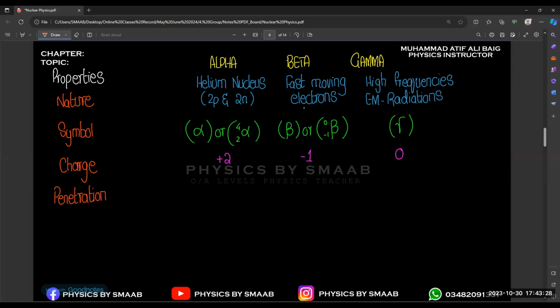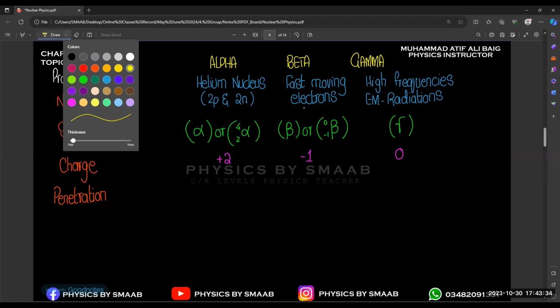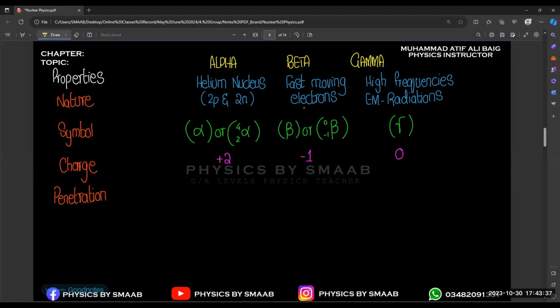Okay. So the penetration power of alpha is the least one. And what is the reason? It is due to large size, and it can be stopped by... Wait, the penetration power of alpha is least. It is just like a simple example.